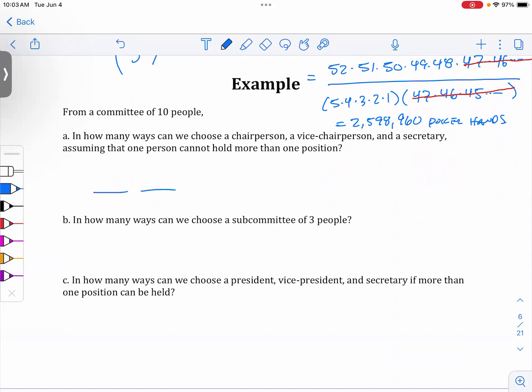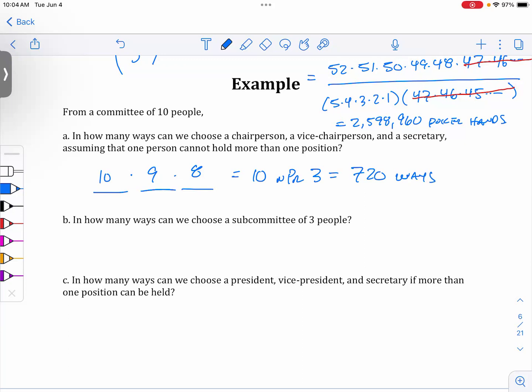Which means, again, I like to do the blank method with permutation. It works the best. All right. Combination is really the only one that doesn't work with the blank method. So with that, I have 10 spots, then 9 spots, then 8 spots, which again, I could also write as 10 NPR 3. Both of those come out to the same thing, which gives us 720 ways.